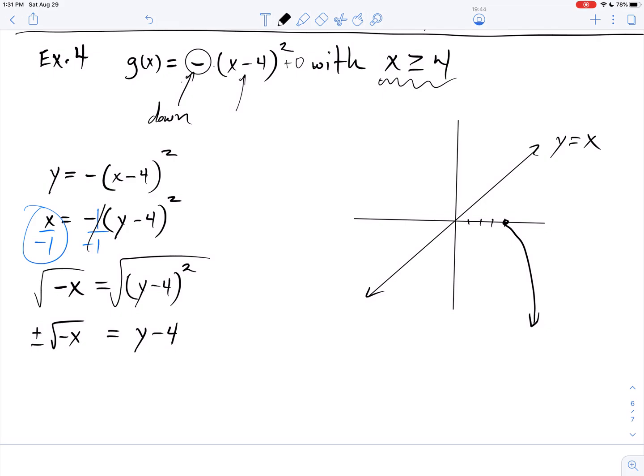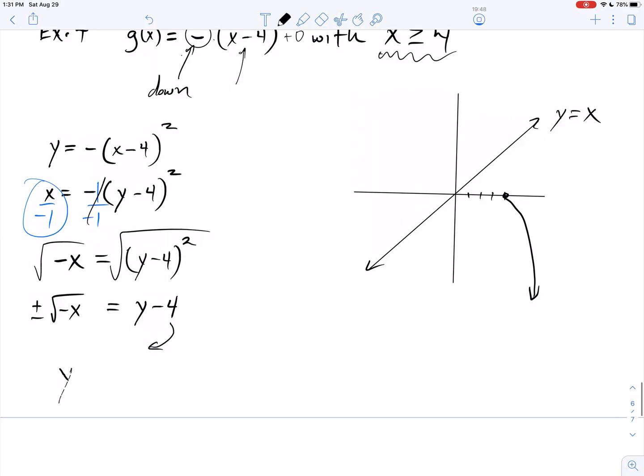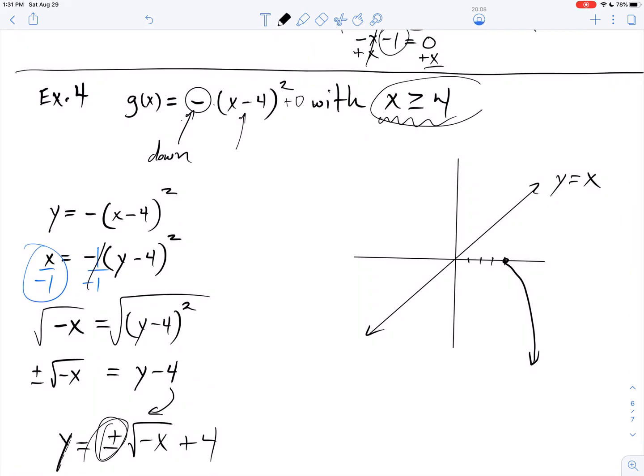But I'm not even done. I got to move this over. So I get y equals plus or minus square root negative x plus 4. Wow. So let's examine this. This is the weird part about this. And this is when you start with a parabolic function, when they start you with a restriction, that means you're going to have to make a choice here.